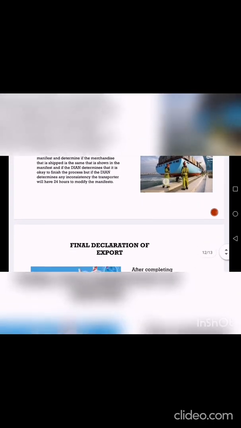Lastly, final declaration of export. After completing the above steps, the export declaration shall be submitted electronically to the DIAN.